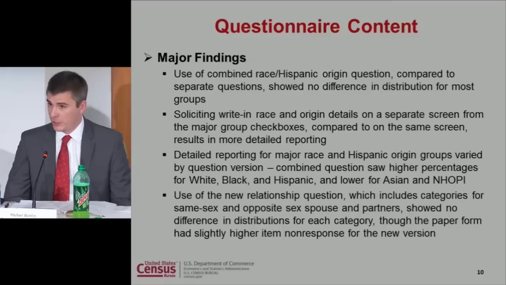Detailed reporting for the major groups varied quite a bit by question version. The combined question saw higher percentages for white, black, and Hispanic, but a little lower for Asian and Native Hawaiian. Finally, we also tested the use of a new relationship question, which includes categories to distinguish same-sex and opposite-sex categories for spouse and partner relationships. This showed no difference in distributions for each category, though the paper form did see slightly higher item non-response for the new version.